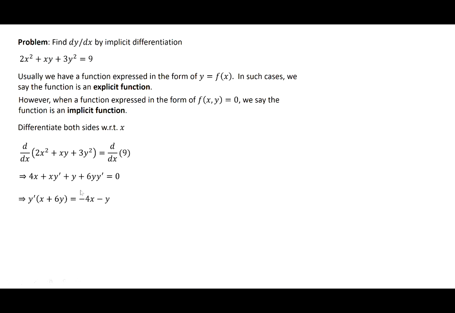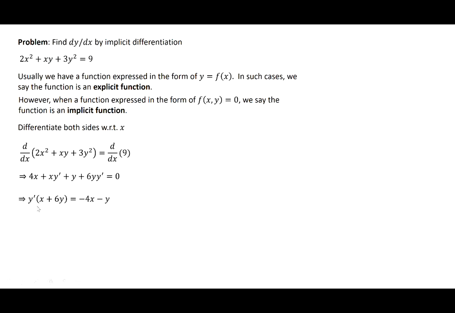Let's pick the second and the fourth term because they have a y prime in them and factor out a y prime. When we do, we get x plus 6y. That's what I wrote. And then we'll subtract a 4x and y from both sides. So that's what becomes minus 4x minus y on the right hand side. Would you agree? Cool.